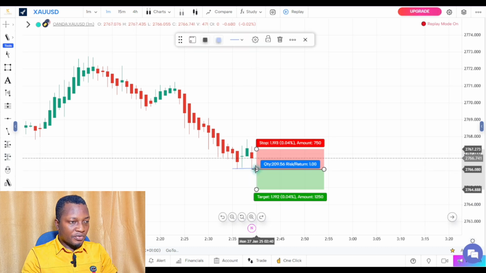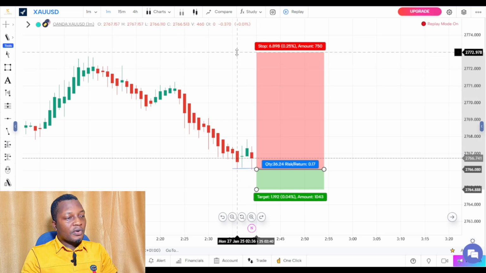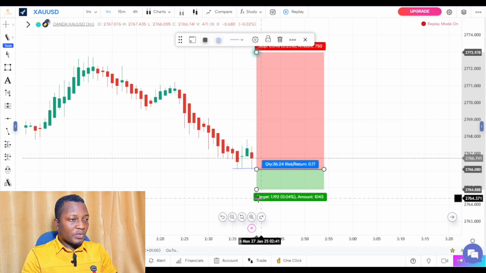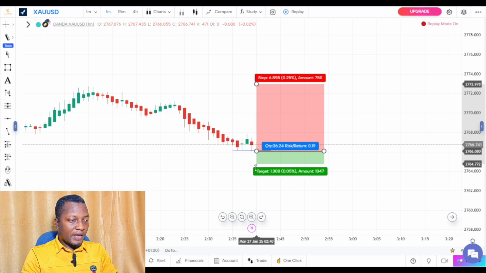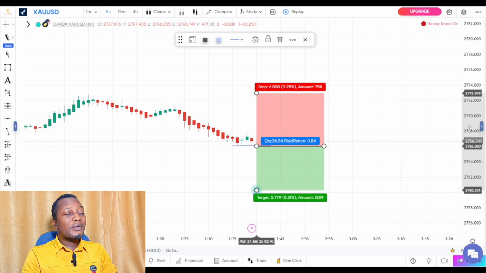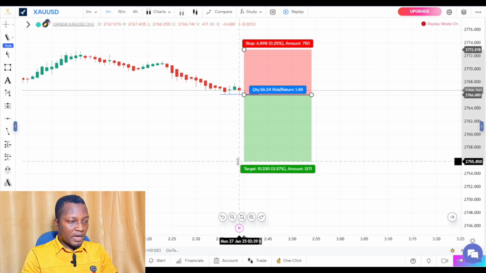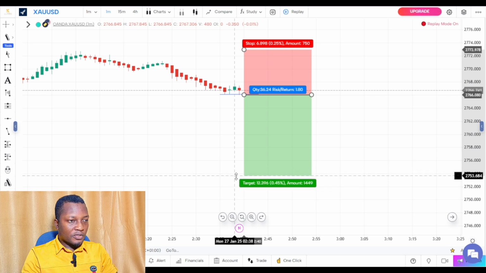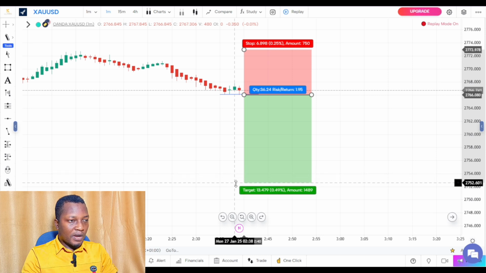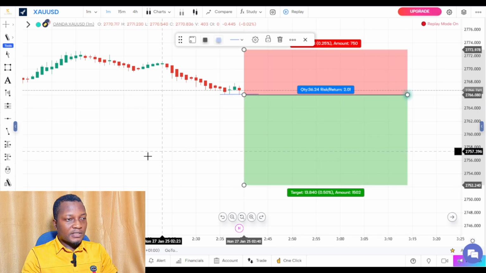So we're going to put our entry right at this point, a short position, and our stop loss is going to be right above our swing high. And then our TP is going to be 1:2. Like I said, 1:2 is going to be our TP. Very good, now we have set our TP.